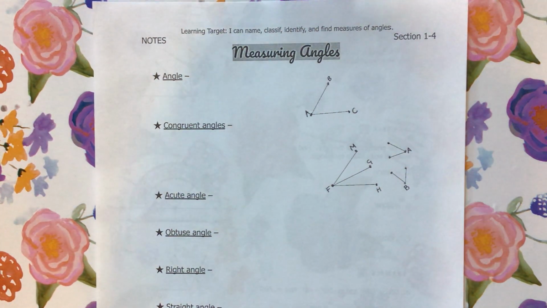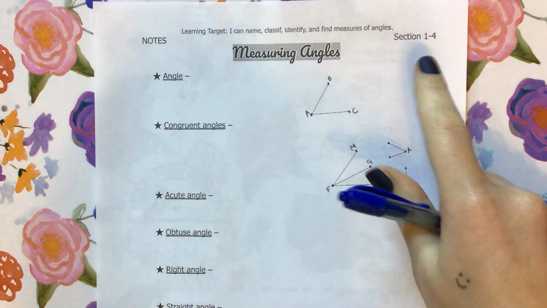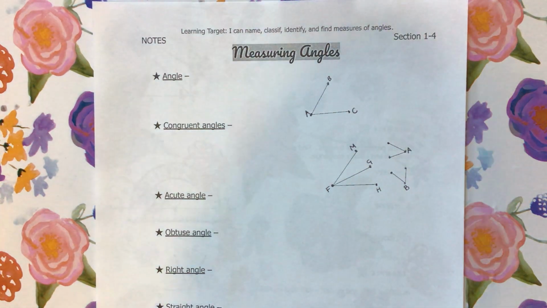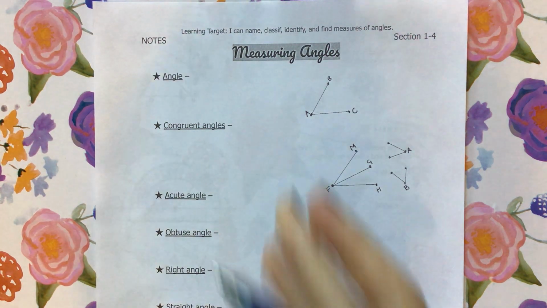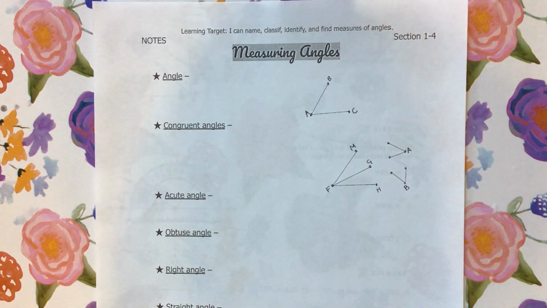Hello, geometry class. It's time for us to continue in our notes, and this is section 1-4. After this section, you're going to have a day of review, and we are going to have a short quiz over these three sections that we've covered thus far. But first, we do need to talk about measuring angles.